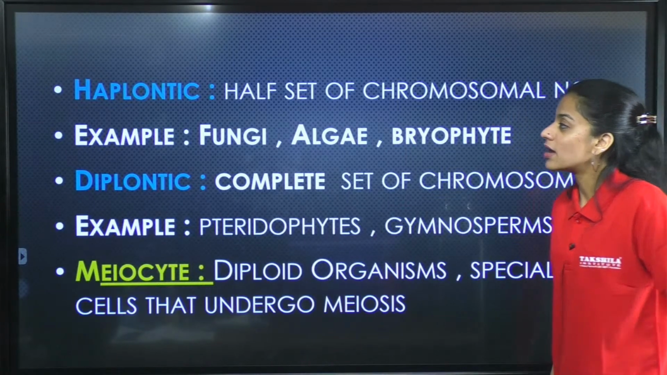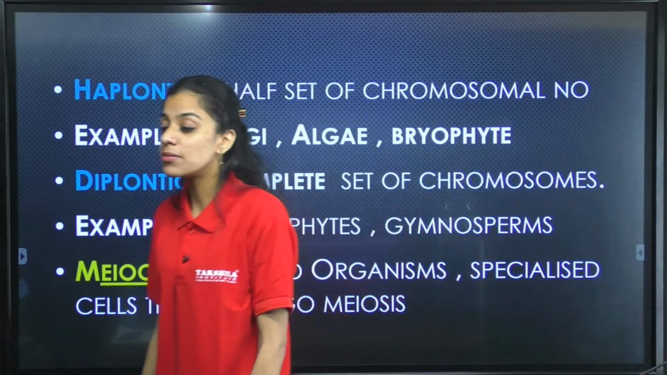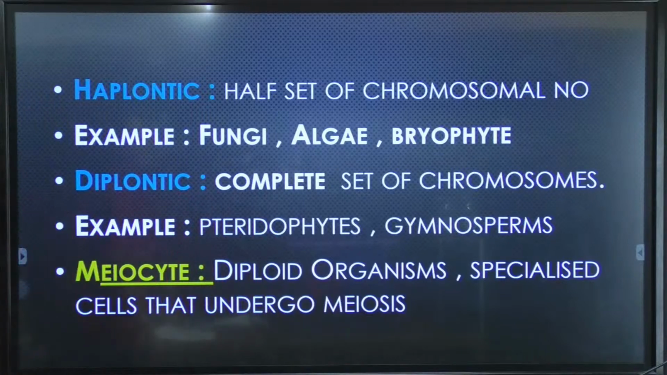If we look here, haplontic means that which consists of half the set of chromosomes. For example, we have fungi, algae and bryophytes. Next is the diplontic cycle, where we have the complete set of the chromosomes. For example, pteridophytes and the gymnosperms.